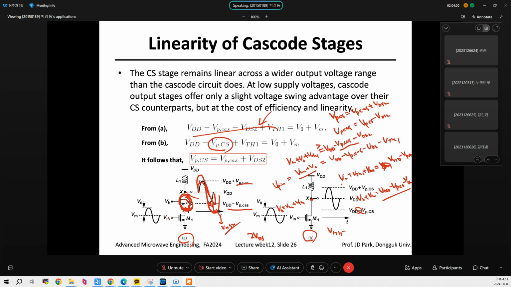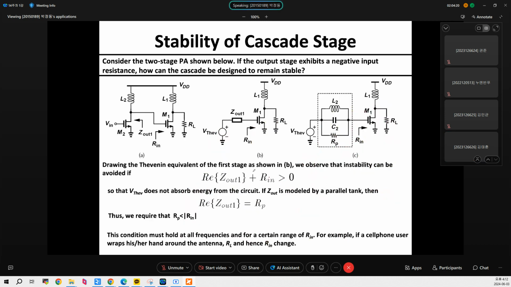You have VDS2 of swing, loss in the output if you use cascade, right? But this is valid only for a linear amplifier, okay? If you use a switch mode amplifier, it doesn't matter, okay? This is just the stability of the cascade stage. It doesn't make any important observation.